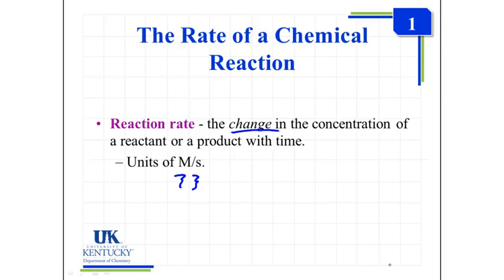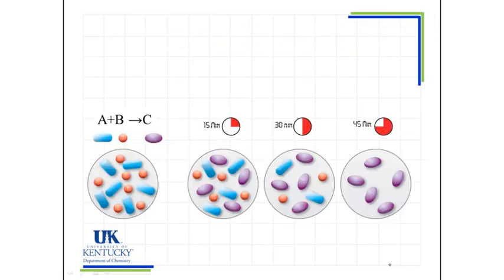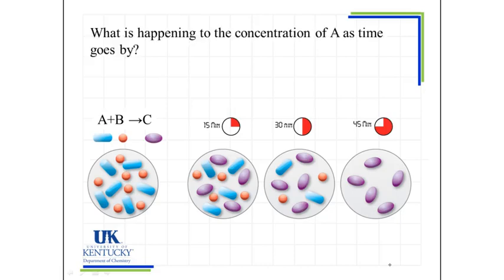But you can either watch a reactant and see that its concentration is decreasing as time goes by, or you can monitor a product and see how its concentration is increasing as time goes by. Let's look at this schematic of a chemical reaction. The reaction we're going to look at is A plus B going to the product C, and we see the colors represented. A is blue, B is red, and C is purple. So I want you to look at the reactant A and what is happening to it as time goes by. Now we see that we've got a schematic of 15 minutes, 30 minutes, 45 minutes going by as this reaction proceeds.